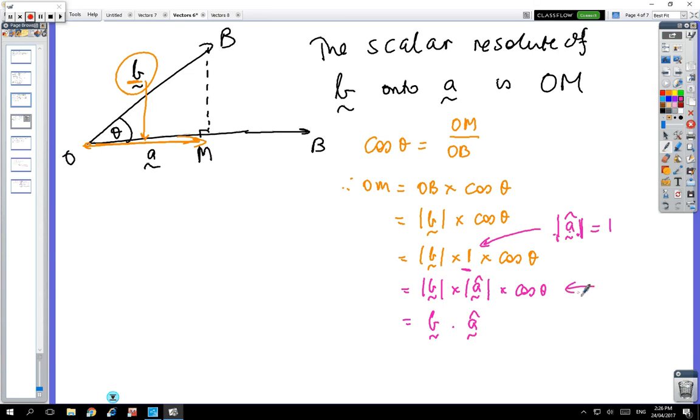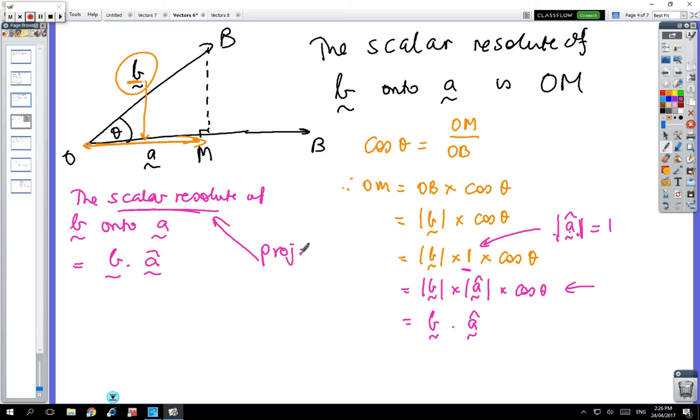So this falls into the definition of a dot product, where you've got two magnitudes times the angle in between them. So what this means is the scalar resolute of B onto A is equal to B dot a hat. Now this thing called the scalar resolute is also called the projection. We talked about that in an earlier one. So it's the projection of B onto A.